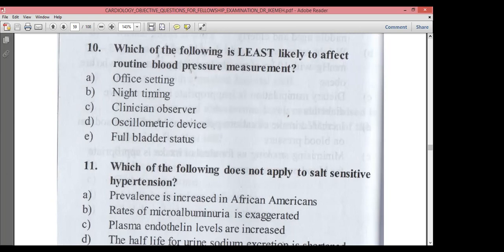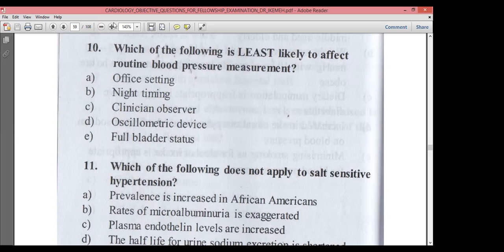All that said, according to the author of the book, the answer is B. He says B, night timing, has the least effect on blood pressure. Maybe you could agree, though I could not see any research that has been done, because he's asking for the least effect, not that night timing has no effect, but what has the least effect on routine blood pressure measurement. Any comments or additions?